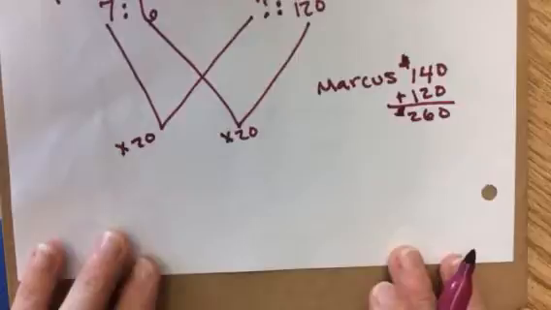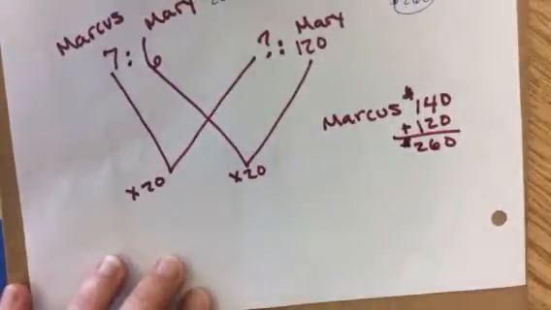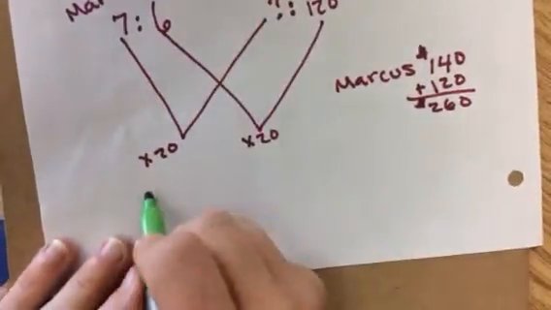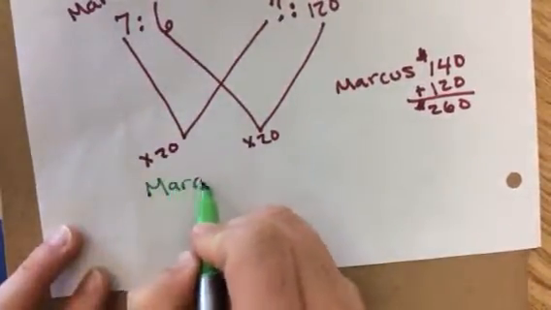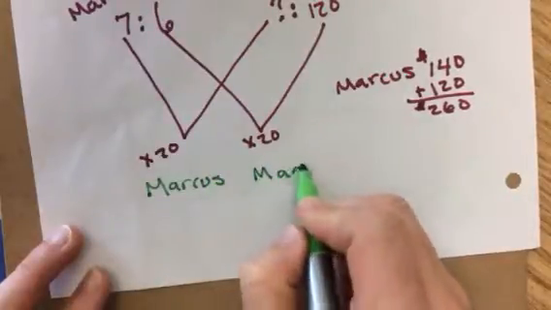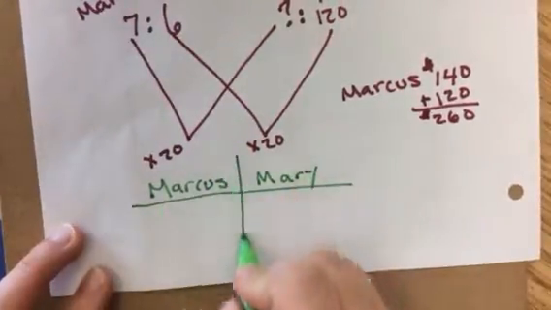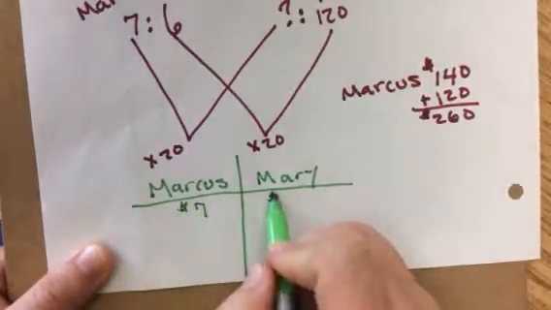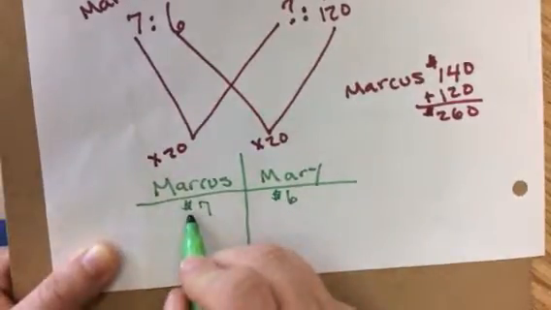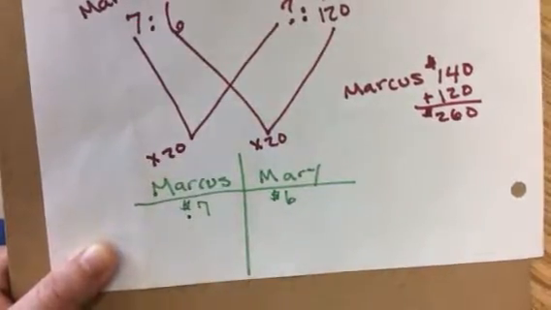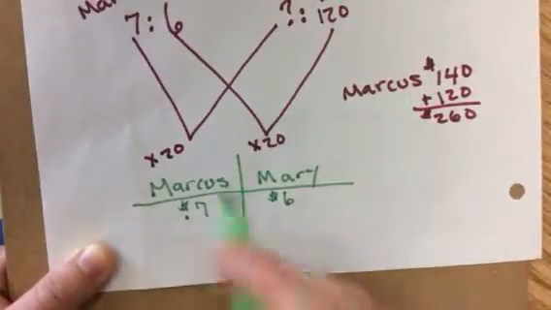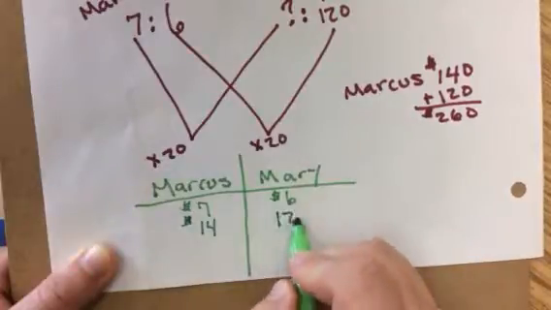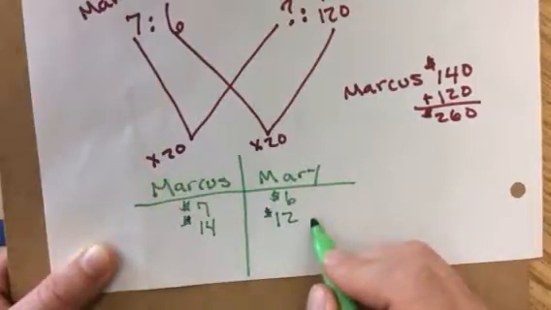Yesterday I introduced the strategy using tables, and they may not be comfortable with the tables yet. For tables, we're going to use Marcus' money on one side and Mary on the other. Marcus has $7. Mary deposits $6. I could continue the pattern by saying for every $7 Marcus deposits, Mary deposits $6. So $7 more would be 14. $6 more for Mary would be 12. And we could continue this all the way until we get to 120.